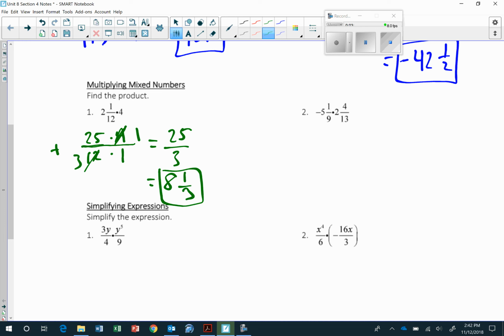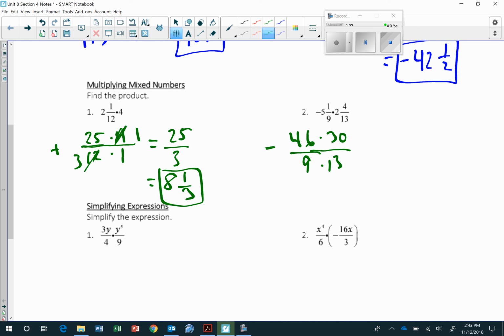If you need any help making improper fractions mixed numbers or making mixed numbers improper fractions, just ask your teacher for help. On number 2, I have a negative times a positive, so I know my final answer is going to be negative. 9 times 5 plus 1 is 46, so I have 46 over 9. And then 13 times 2 plus 4 is 30, so I have 30 over 13.